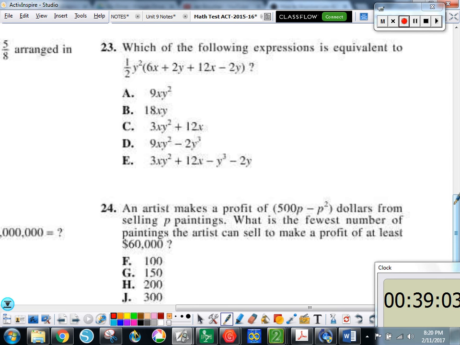Woo-wee! This one's really simple. It's just can you do it quickly and without mistakes? Try it.